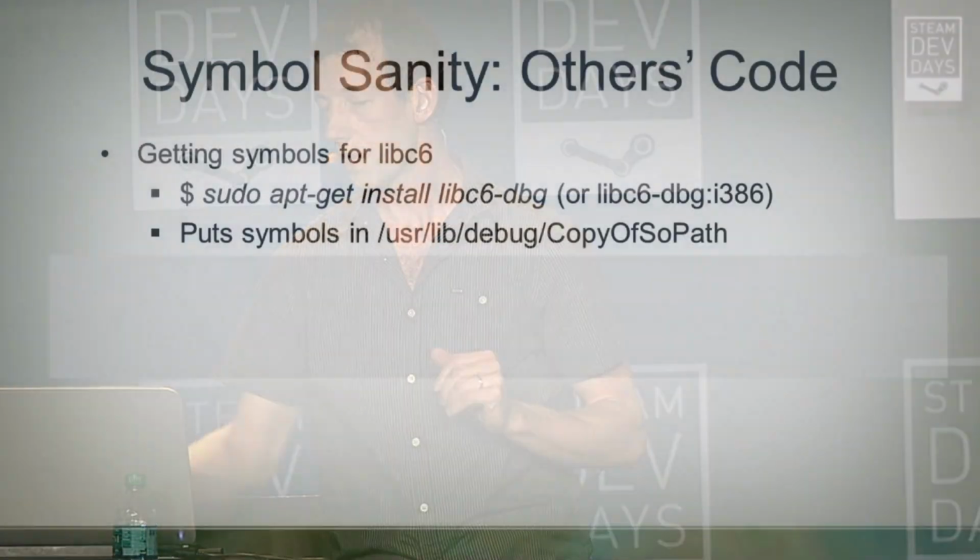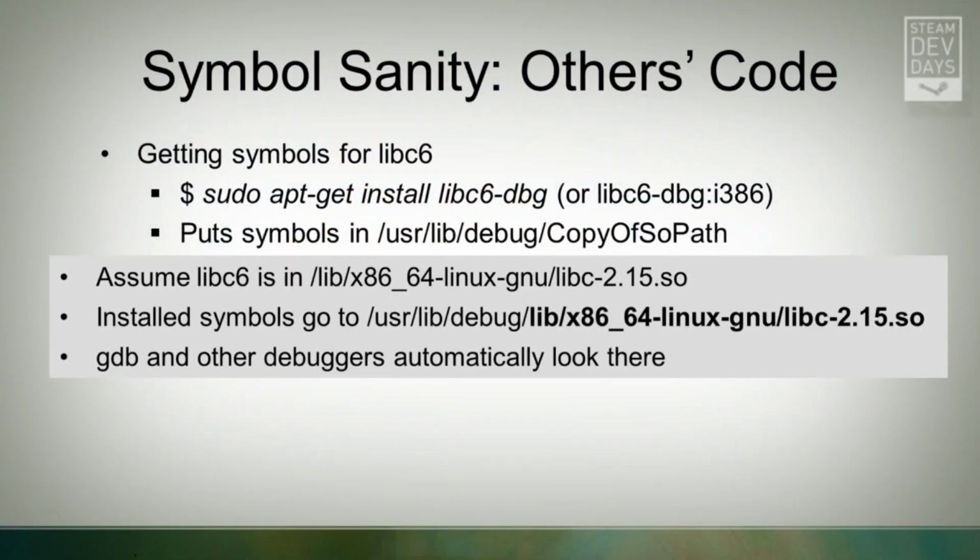And that puts the symbols in /usr/lib/debug and then a copy of the shared object path. And what I mean by that is if we assume that libc6 is in this big long path, then the symbols for libc6 will be put in /usr/lib/debug, followed by that same big long path. So when the debugger is looking it up, it just looks at the path of the shared object that it loaded, appends that to /usr/lib/debug, and checks to see, is there anything there? It's a very simple system.